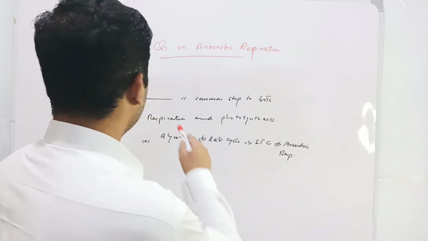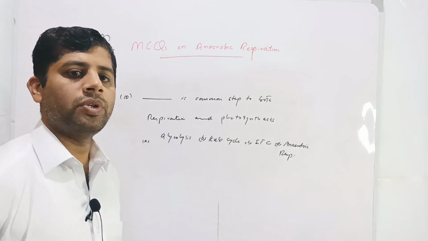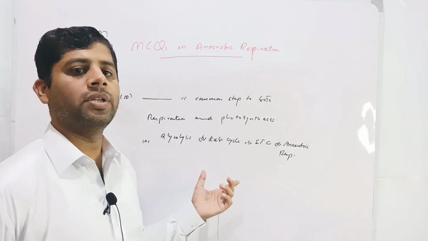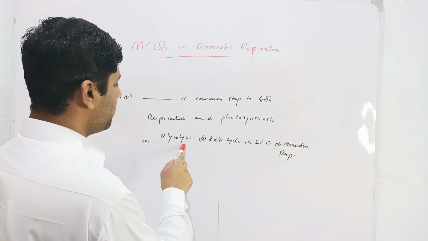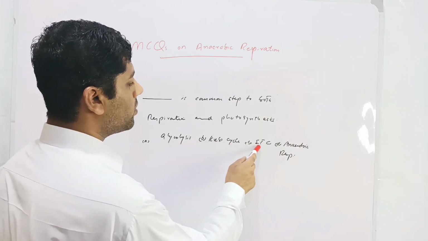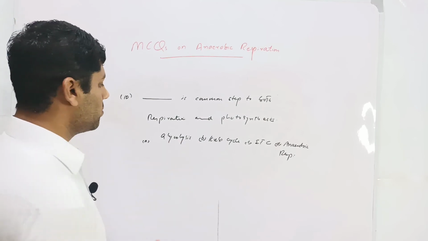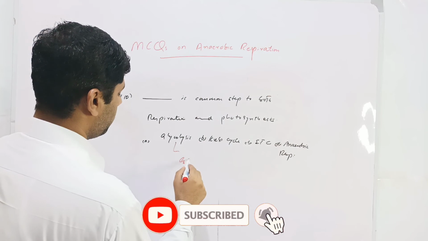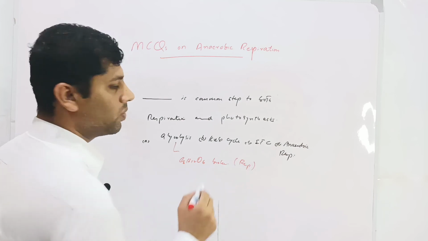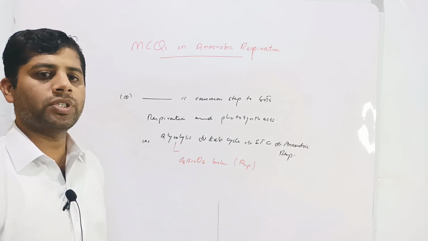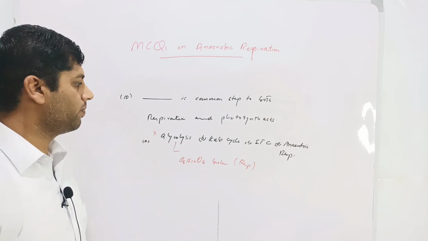Next question is, dash is a common step to both respiration and photosynthesis. So here we will learn which step or which process is present in both photosynthesis as well as respiration. The options given are glycolysis, Krebs cycle, electron transport chain, or anaerobic respiration. Glycolysis, we know, is the pathway in which glucose molecules are broken down. This is the respiration process in which glucose molecules are broken down, while in photosynthesis, glucose molecules are synthesized. So this option is not present in photosynthesis.